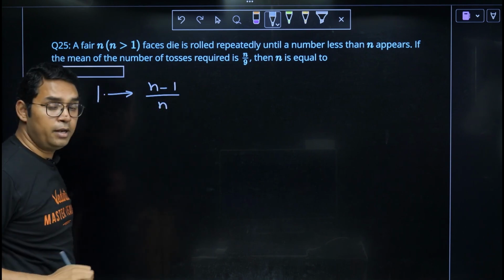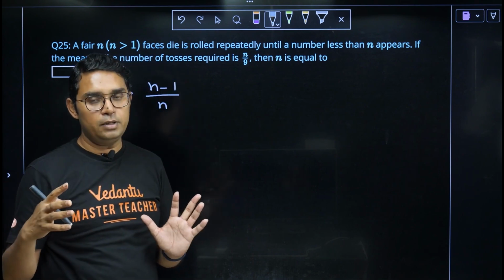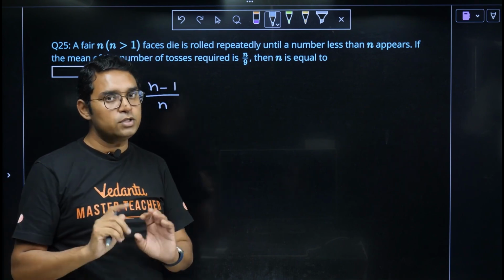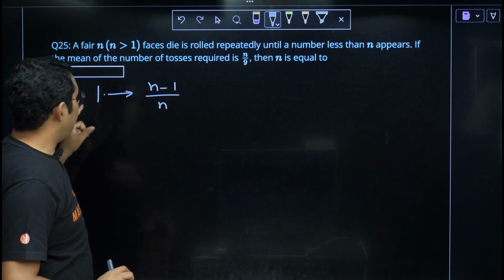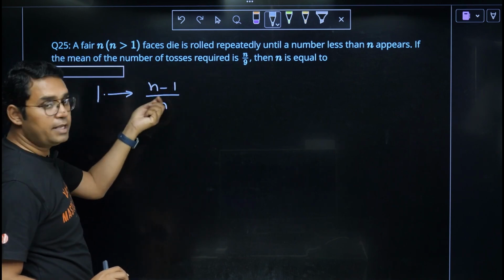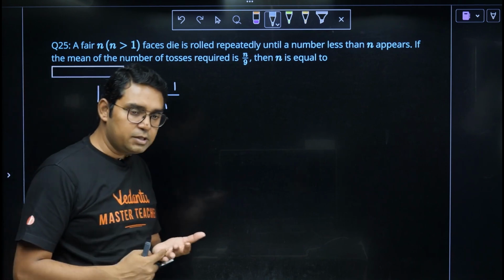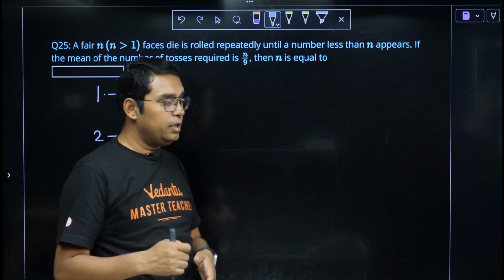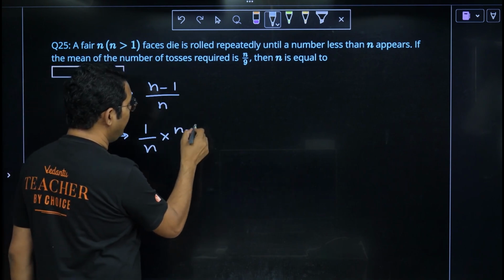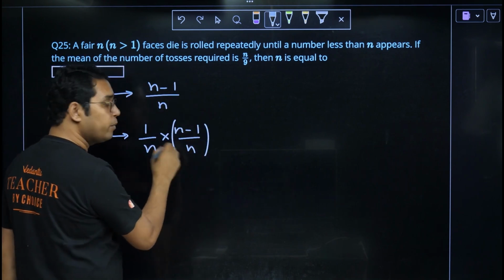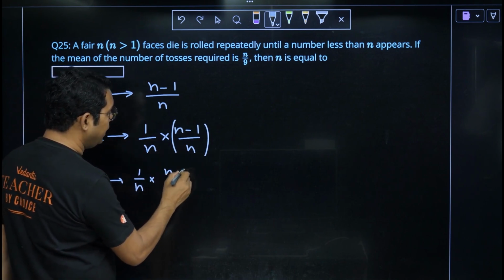Why n minus 1 upon n? Because you are having n minus 1 favorable cases, 1, 2, 3 up to n minus 1. Only one case that is equal to n is not favorable. So this is n minus 1 upon n. If the required toss is 1, then it is n minus 1 upon n. If required tosses are 2, that means my first toss would have been n. That is possible, whose probability is 1 upon n, and then another should be n minus 1 upon n probability. Likewise for 3, it will be 1 upon n into n minus 1 upon n.